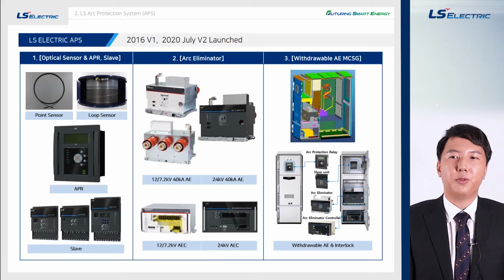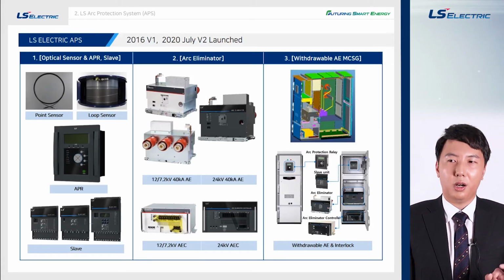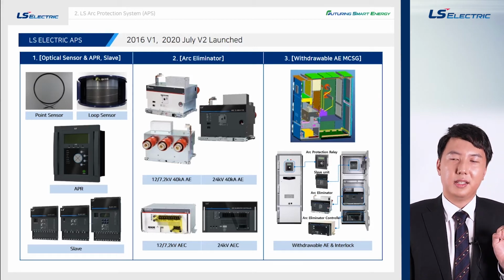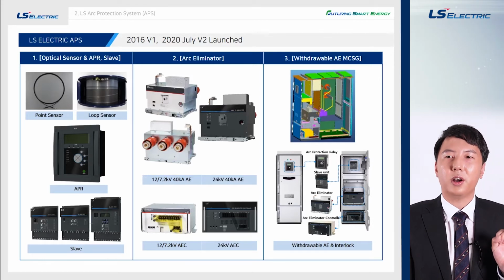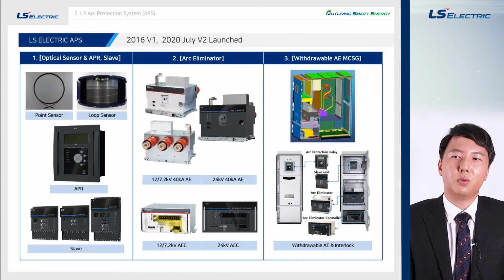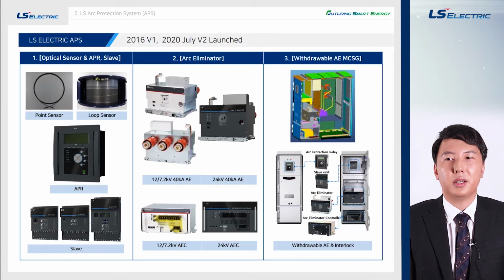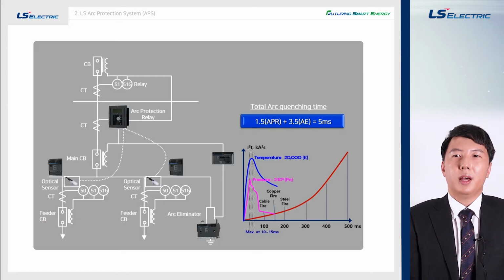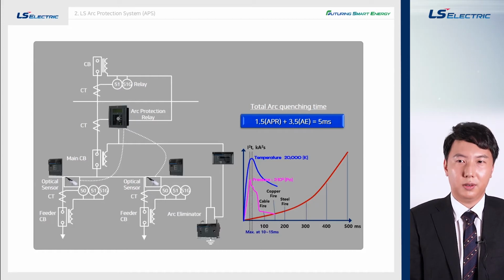LS APS is formed of optic sensors, the arc protection relay, or APR, a slave unit which extends the optic channels, the arc eliminator, and the arc eliminator controller. The equipment mentioned can be installed in one single switchgear, making the installation more convenient. I will now explain briefly how the APS operates in case a fault current occurs, through the single line diagram.